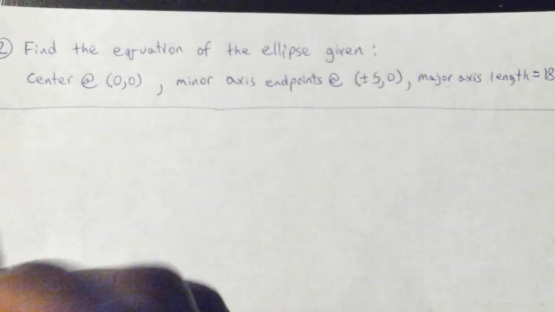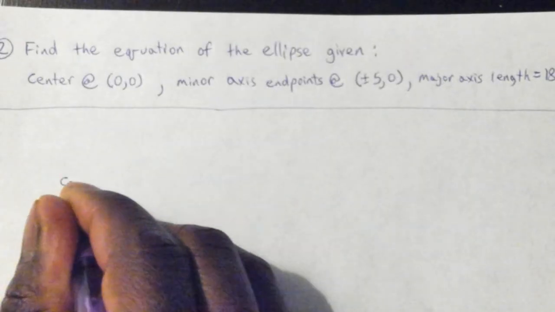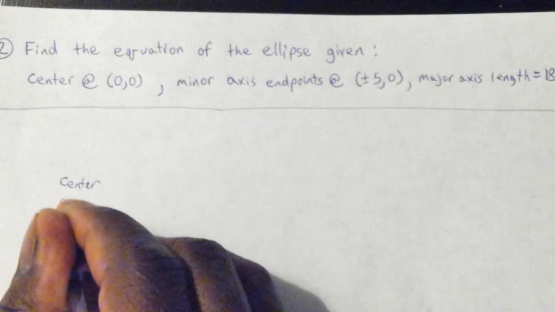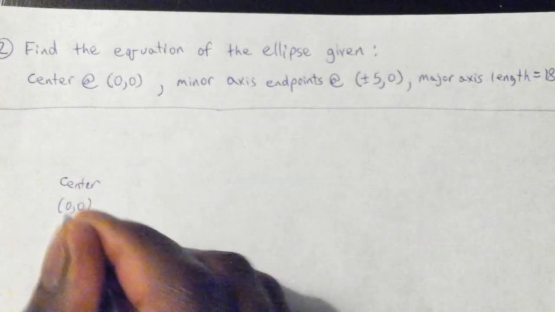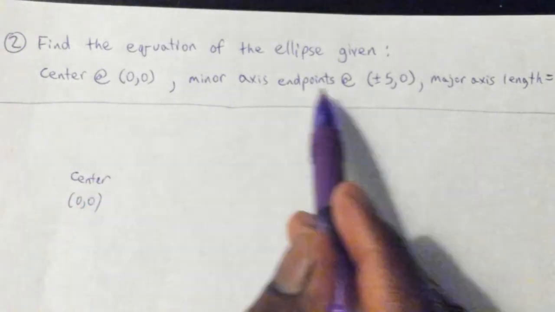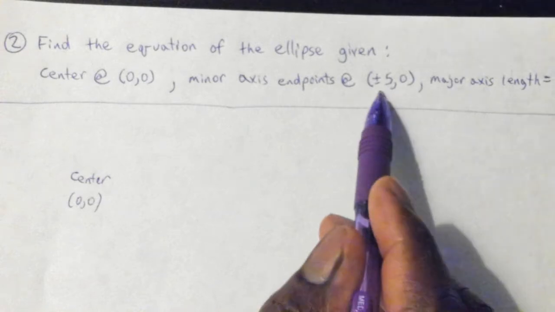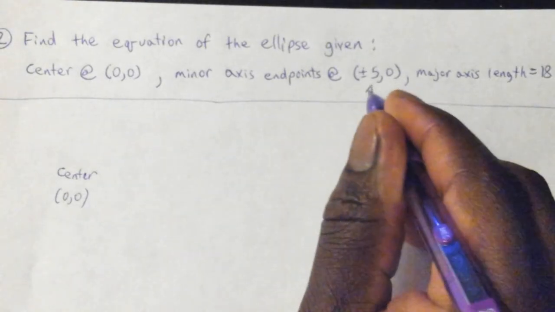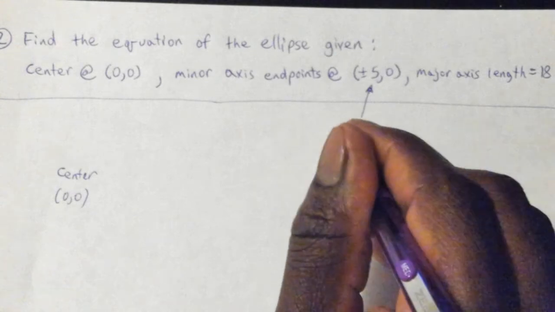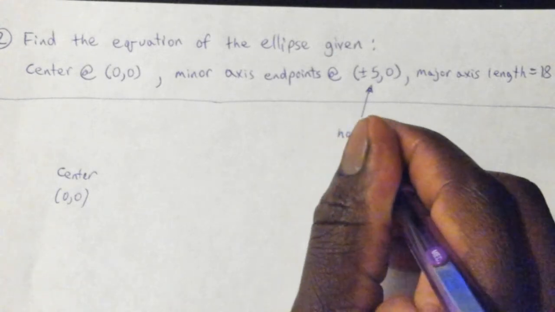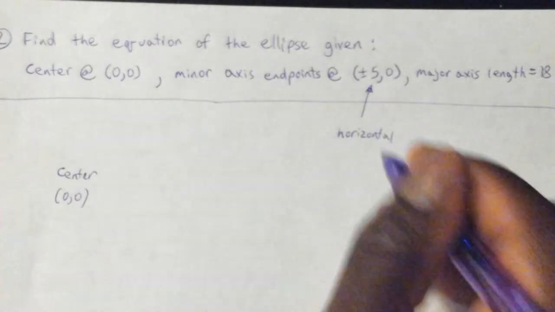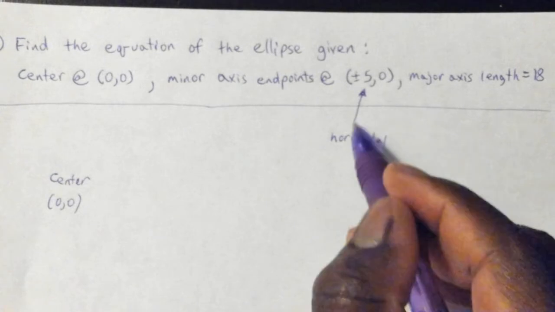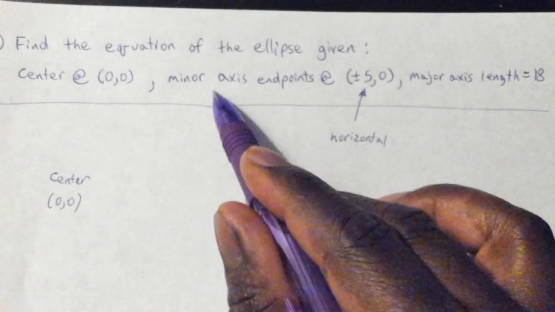Let's go ahead and find our attributes. First, notice that the center is 0, 0. Also, that the minor axis is at 5, 0. Now, going from 0, 0 to 5, 0, what changes? It's going to be the x value. And x, remember, is horizontal. So that tells us that our minor axis has to be horizontal.